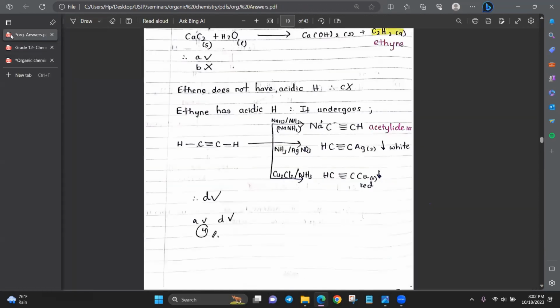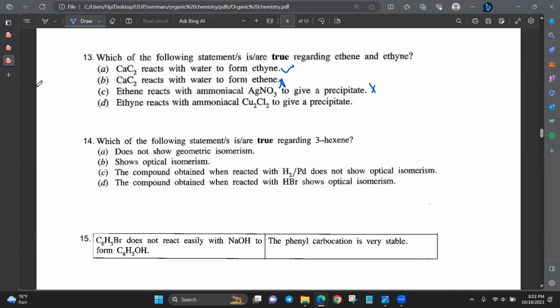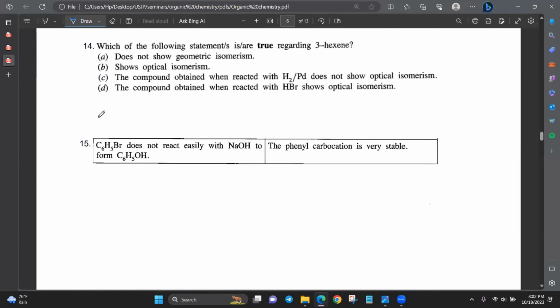Okay, so these are the reactions that this acidic hydrogen can undergo. This is based on the resource book solely. When we add sodium and ammonia or NaNH2, we can form the acetylide ion. That means C minus Na plus can be formed, not a salt, it is called the acetylide ion. And ammoniacal silver nitrate means silver mirror precipitate. And copper chloride and ammonia means red color precipitate will be formed. Therefore, D statement is correct. A statement and D statement correct means what is the answer? Answer number 4.